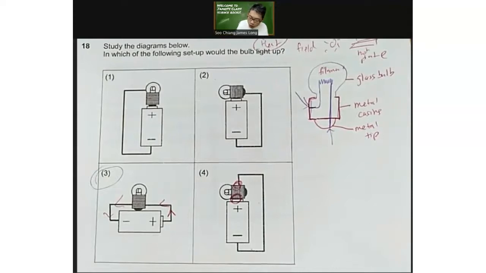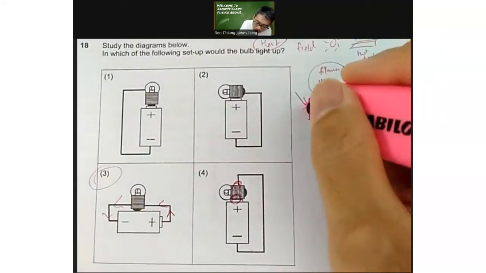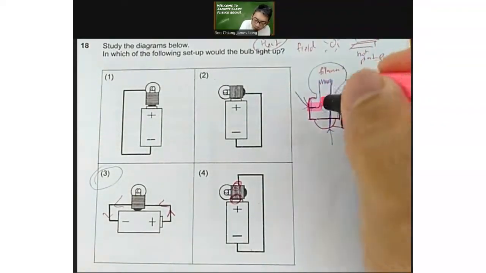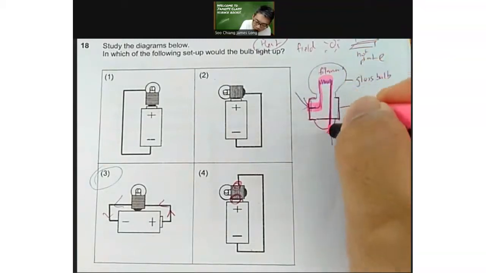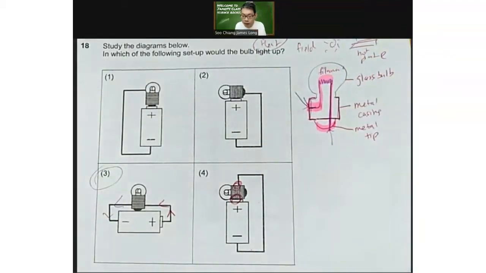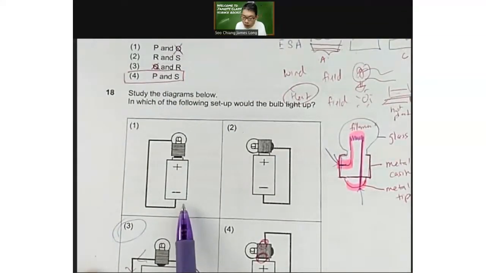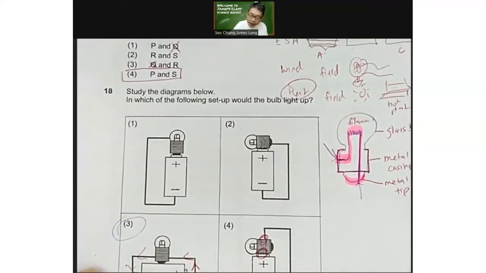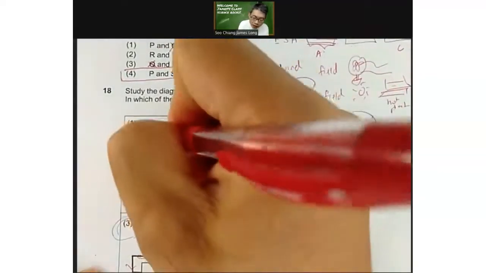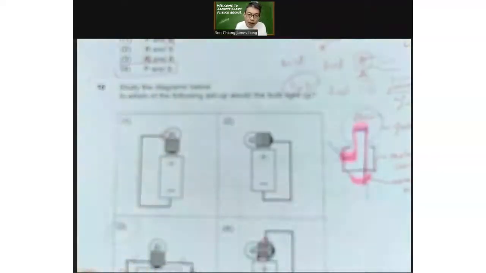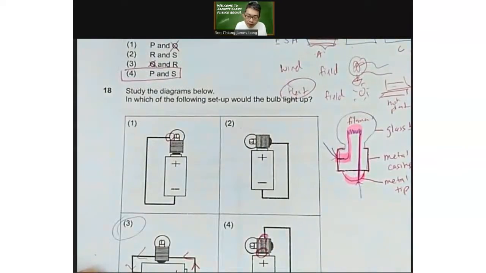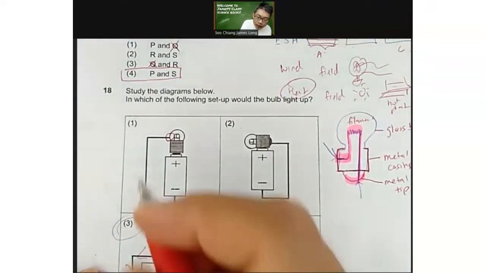Right? So let me highlight for you to show you. If current flows through the filament, one end must touch the metal casing, and the other end must touch the metal tip. Okay? Now, if you chose this as the answer, I don't think anybody chose this. It tells me you do not know that glass is not a conductor of electricity. Glass is an insulator of electricity. And this doesn't work, obviously, right?